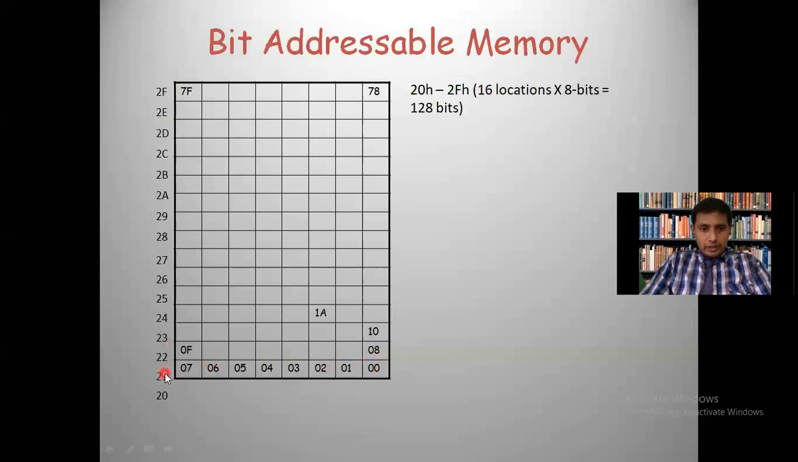Sorry, this memory byte has 8 individual bits. Another memory byte also has 8 individual bits. Like that, the last one also has 8. Total 8 into 16, that means 128 bits.